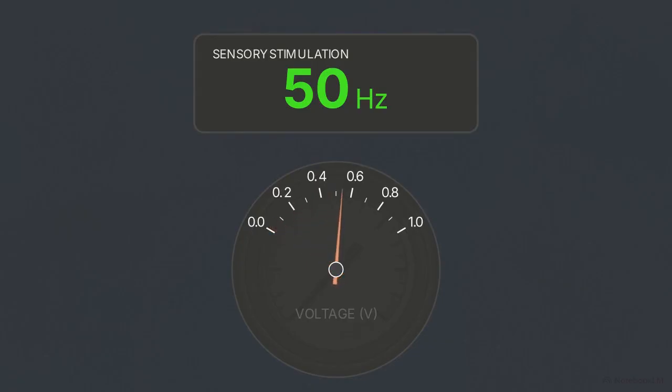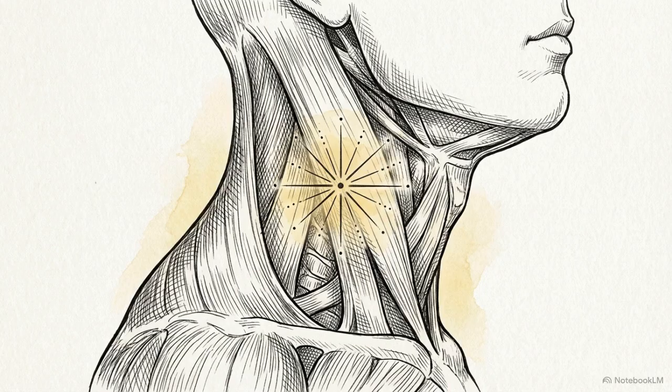The physician first applies a 50 Hz sensory electrical stimulation. This should produce a localized tingling sensation at less than 0.6 volts, confirming the needle tip is in close proximity to the targeted medial branch.